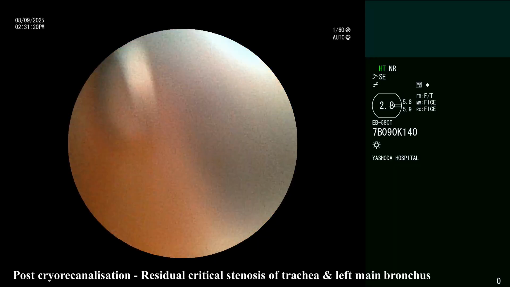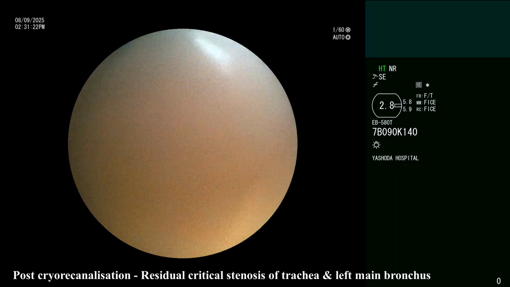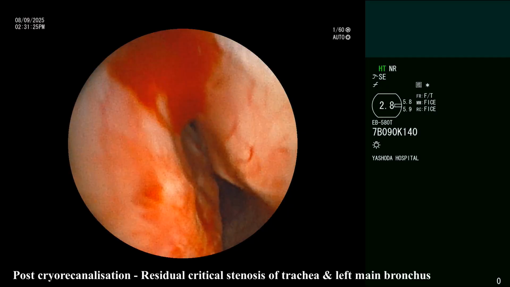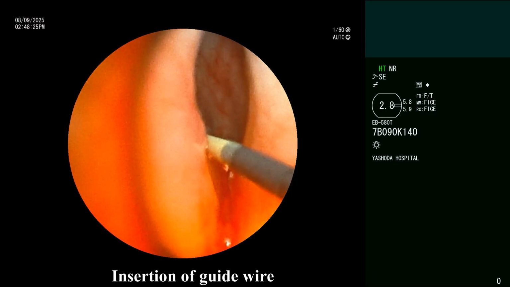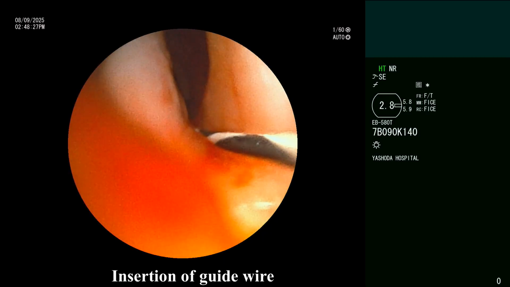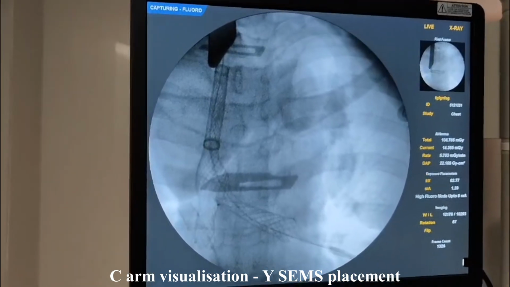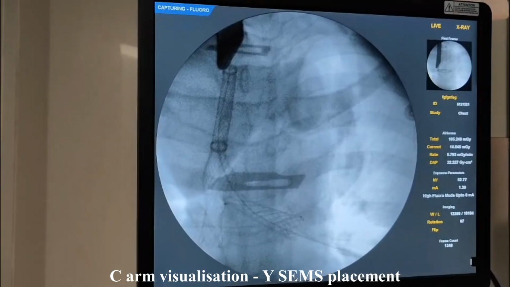So now we need to plan a self-expanding metallic stenting to overcome this site of stenosis. Since both the carina as well as the left main bronchus are critically involved, a decision for a self-expanding metallic Y stent is being made.